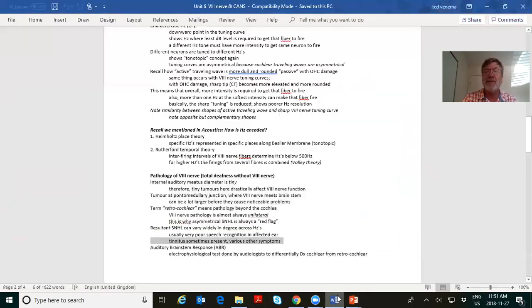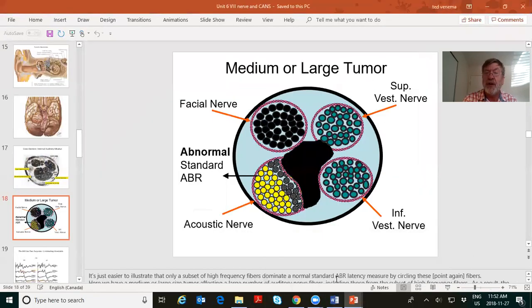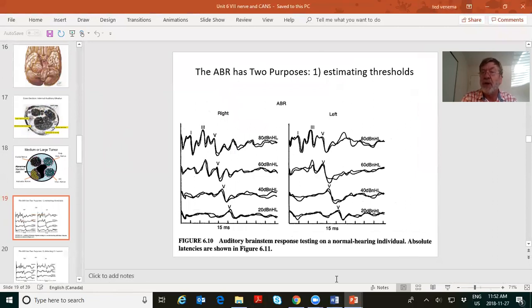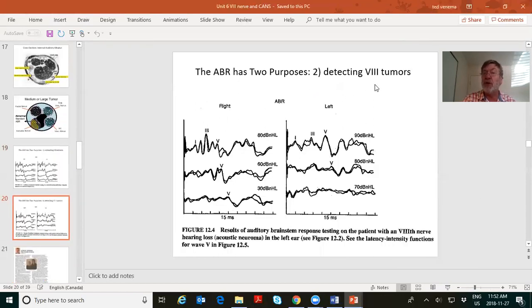Okay, so auditory brainstem response, know what that is as well. ABR, not done by you, but it's brain waves taken by an audiologist to find out if there's a tumor. Remember that the ABR has two purposes. One, to test thresholds in a baby or someone who's lying still. Notice how they're making the sound softer and softer, and you can still see peak 5 all the time. The other one is to look at eighth nerve tumors.